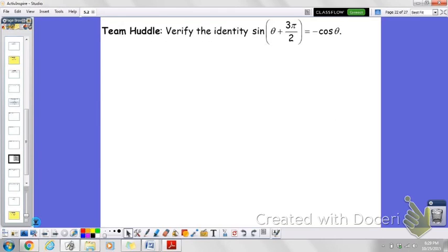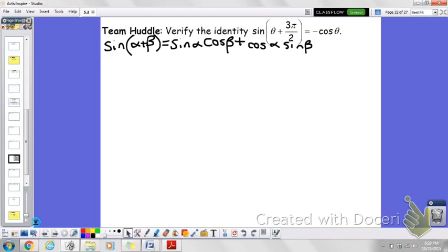So for this problem, we will use stuff we did last week. We have to use the sine sum formula. Remember that the sine sum formula is the sine of alpha plus beta is equal to the sine of alpha times the cosine of beta plus the cosine of alpha times the sine of beta.